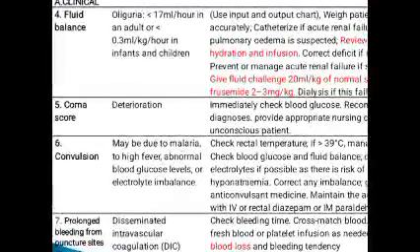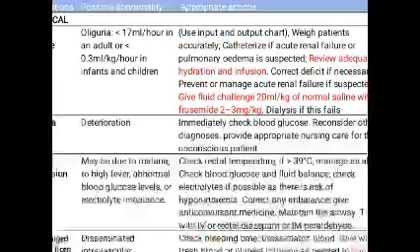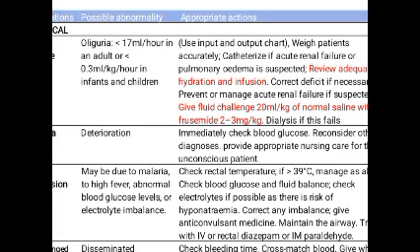4. Under clinical, fluid balance. Possible abnormality: urine output less than 17 ml per hour in an adult or less than 0.5 ml per kg per hour in infants and children. Appropriate action: use input and output chart. Weigh patient accurately. Catheterize if acute renal failure or pulmonary edema is suspected. Review adequacy of hydration and infusion.